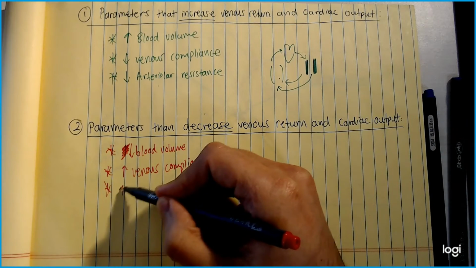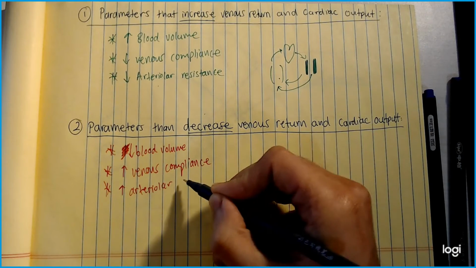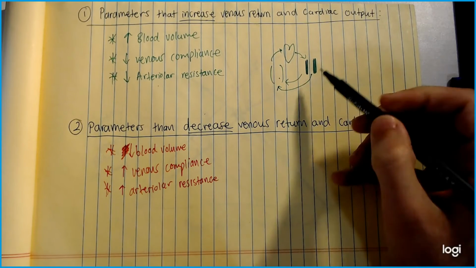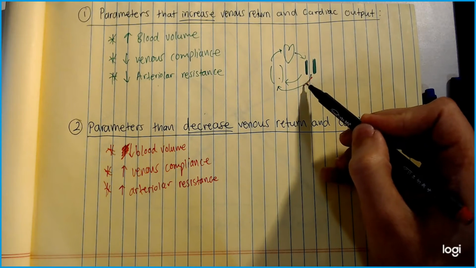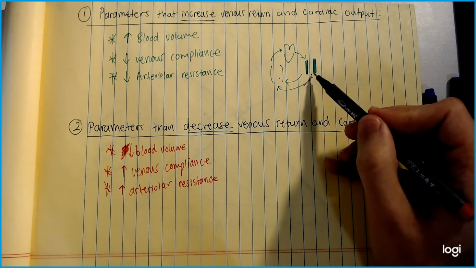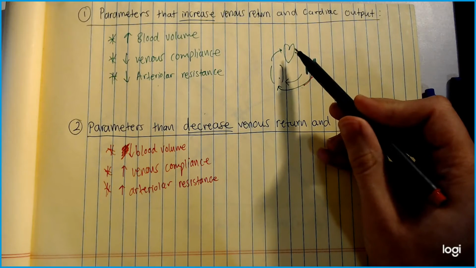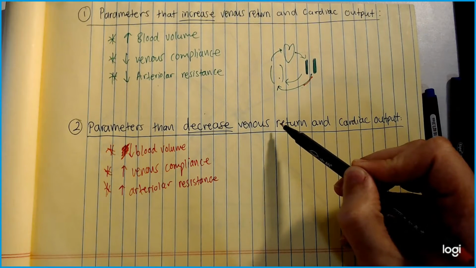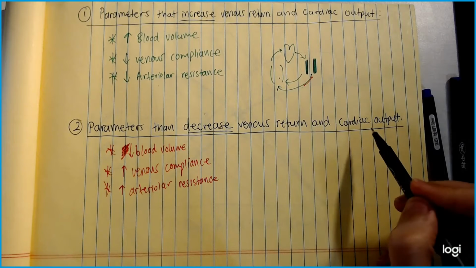It's going to be an increase in arteriolar resistance. So like we said, if the arterioles have a higher resistance, it's going to be harder for the blood to get through, right? Because there's more resistance here, harder for the blood to get through, so less of the blood is going to get to the veins, and then less blood is going to get to the heart. And so overall, that's going to decrease venous return. It's going to decrease how much blood gets back to the heart, and then decrease cardiac output.